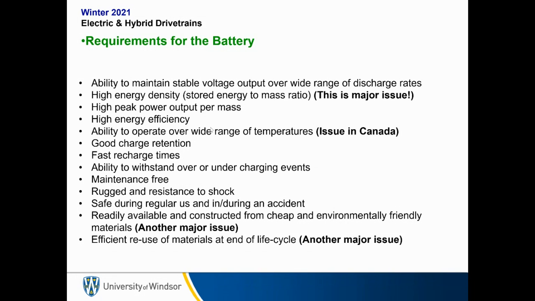So here are some requirements for the battery. It has to be able to maintain a stable voltage output over a wide range of discharge rates, i.e. depending on how much current you're drawing from the battery, basically how much load you're putting on the electric motor, we have to have a stable voltage output so that the motor can have the correct voltage operating range.